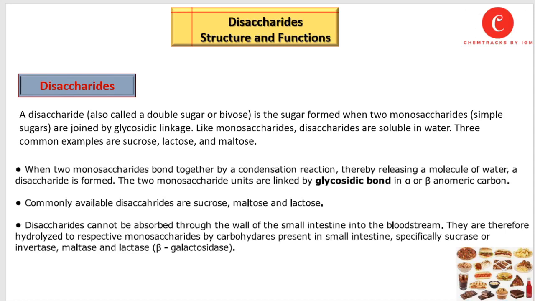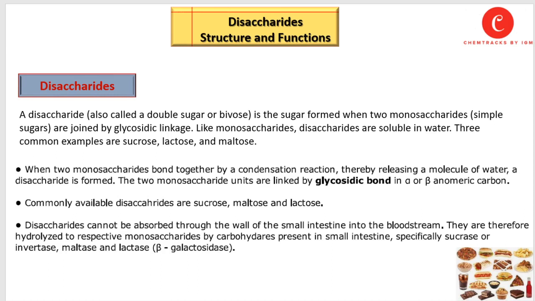Dear student, today I am going to tell you about disaccharides, their structure and function, and some common examples, the major examples of disaccharides. First of all, what does it mean by disaccharide? Basically, di means two and saccharide means sugar. So a disaccharide is a sugar molecule that is a combination of two simple sugars or two monosaccharide units.